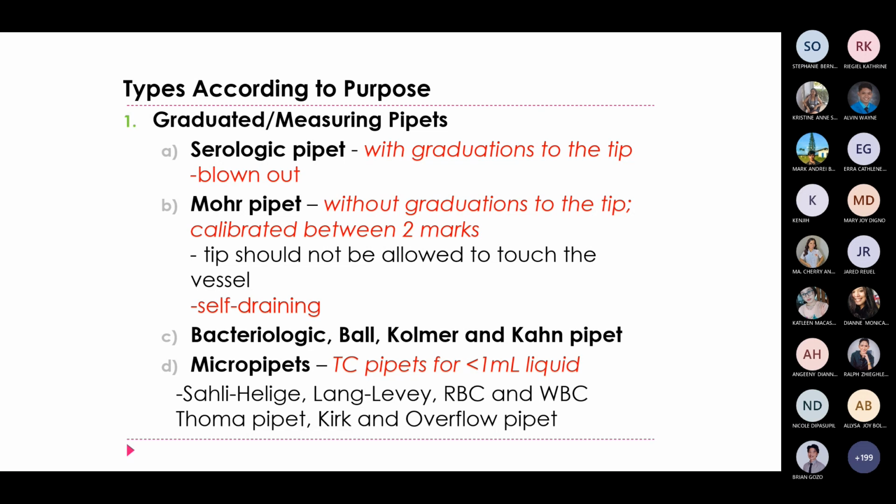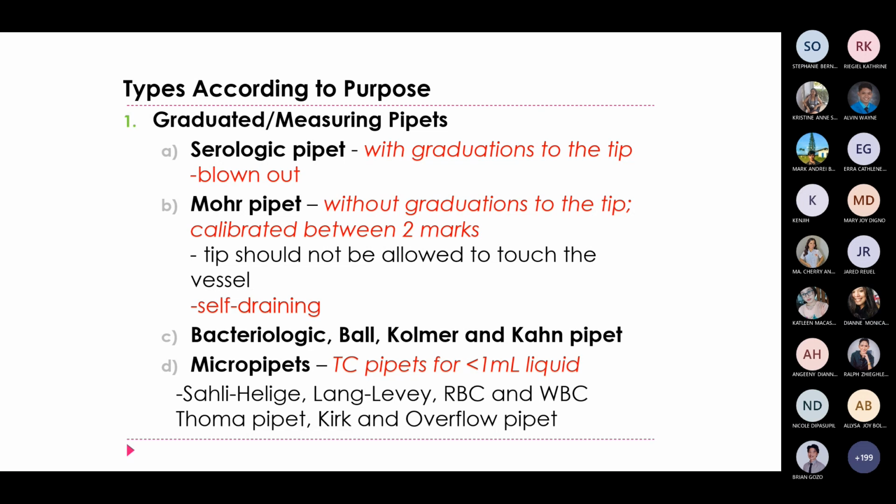Anong examples niyan? Si Sahli-Hellige na na-encounter ninyo sa hematology nung kayo ay third year, Hema 1? For anong method kaya ito? Kung natatandaan ninyo, si Sahli-Hellige. Saan kayang method of hemoglobin determination yun? Anyone? Sa acid? Acid hematin. Acid hematin. Very good. Okay.